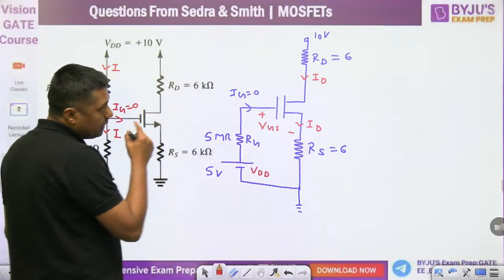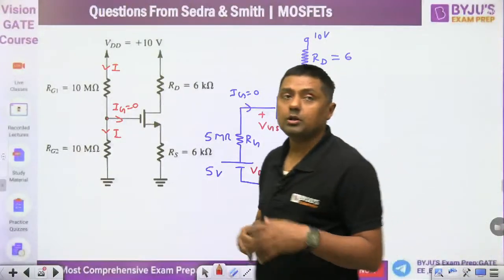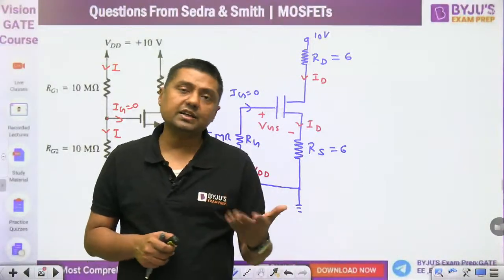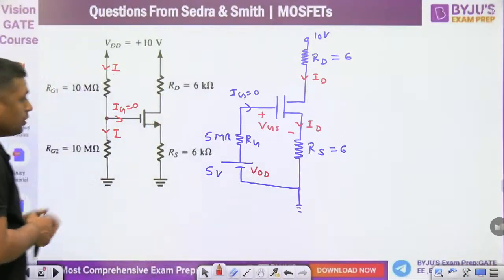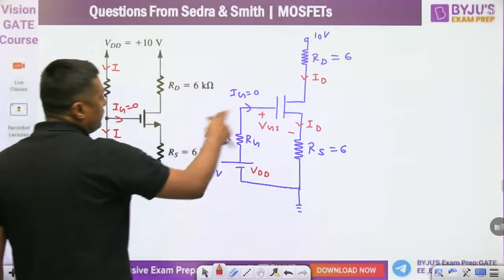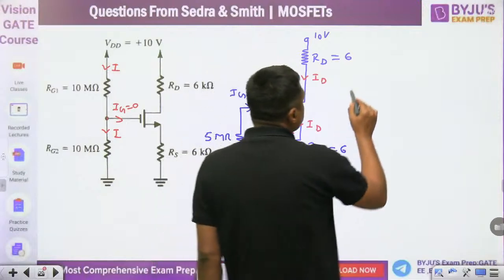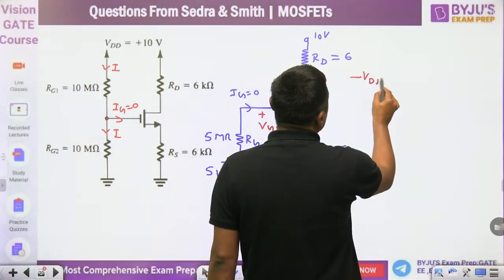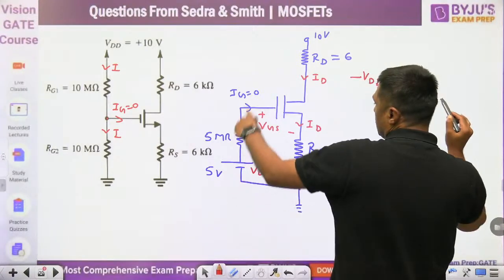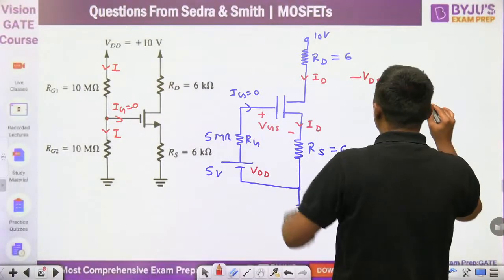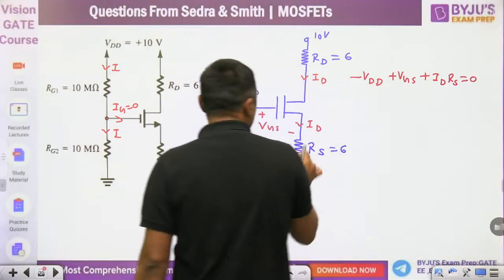Now, what about the transistor? Whether it is in triode region or saturation. So normally what we do, we assume let it be in saturation. When we assume it is in saturation, then you can apply the VGS here in this loop. When we apply the KVL in this loop, you will get minus VDD, minus 5 plus VGS. Because what is the current here? 0. There is no drop across 5 mega ohm, plus ID into RS is equal to 0.